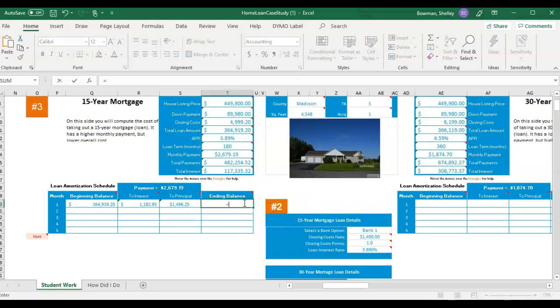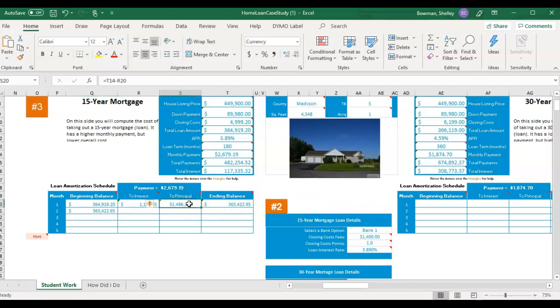So at the end of the month, here was my beginning balance. This amount of my $2,679 went to the bank to pay them for loaning us the money. Then this right here is how much comes off of our total principal. So I'm going to subtract that, and that gives me the ending balance, which tells me at the beginning of month 2, this is my ending balance.